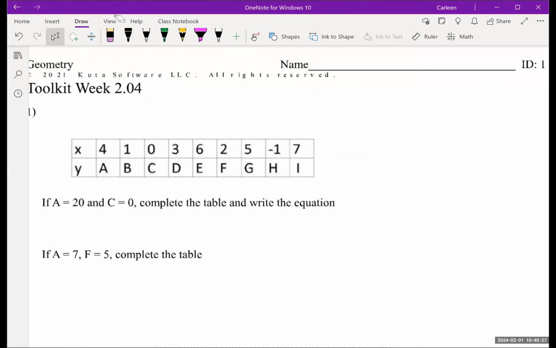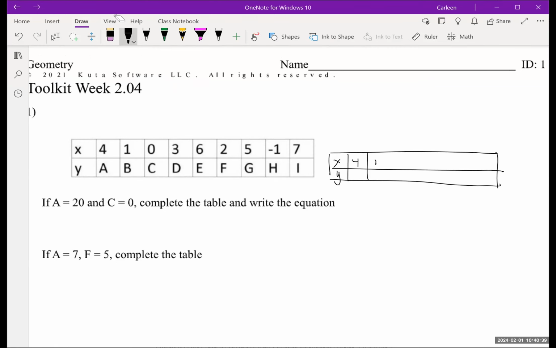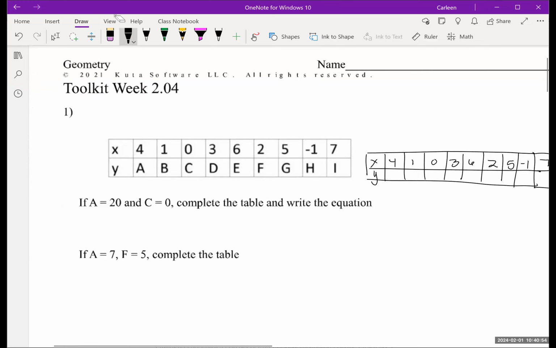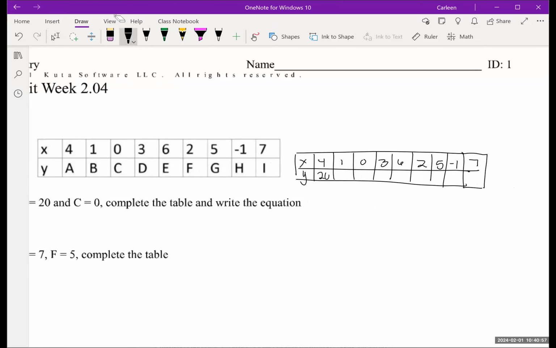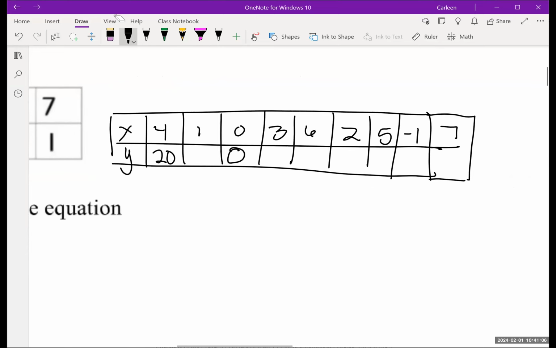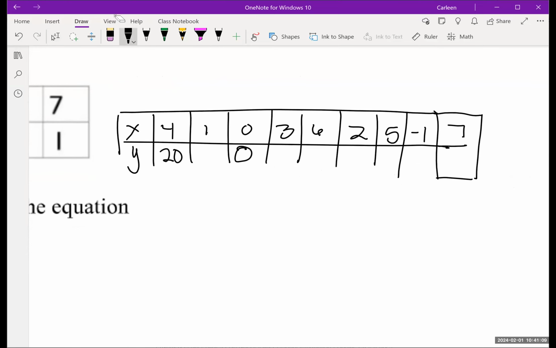Okay, so it says A is 20, C is 0. Let's go ahead and make this again. So we have 4, 1, 0, 3, 6, 2, 5, -1, and 7. So it says A is 20, C is 0. All right, so we are looking for a pattern.